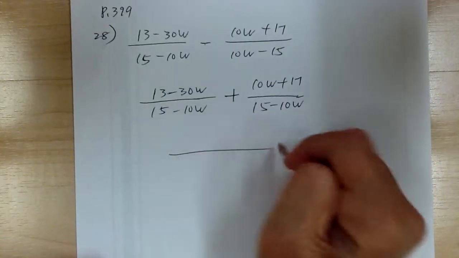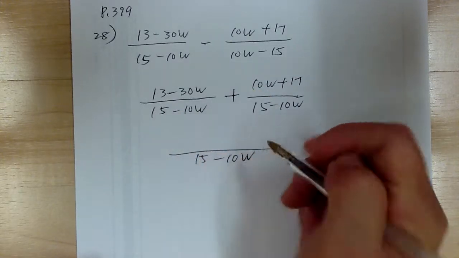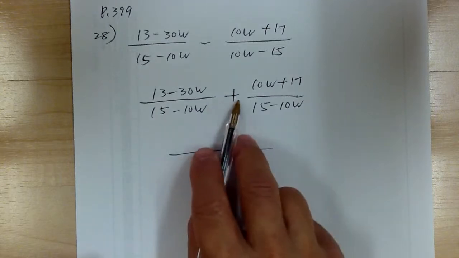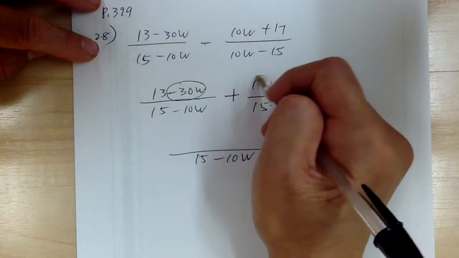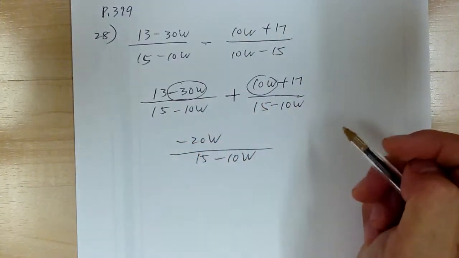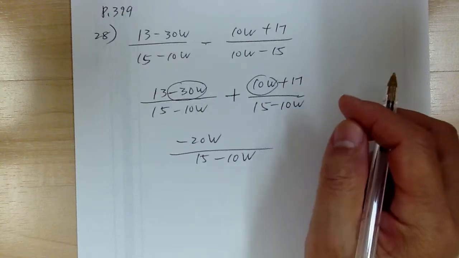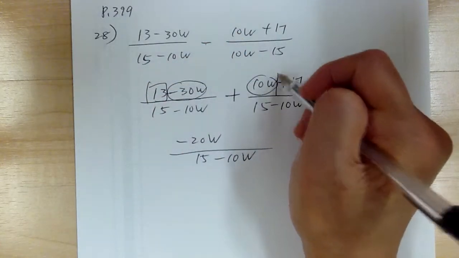So now you can go and add, right? Because right now they are the same. You have to have a common denominator to add fractions. So now this is addition, so you can just go and add directly. So this 2 will give you minus 20W, and this one will become 30.